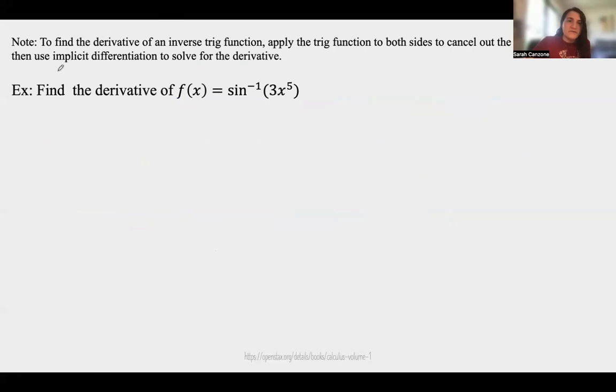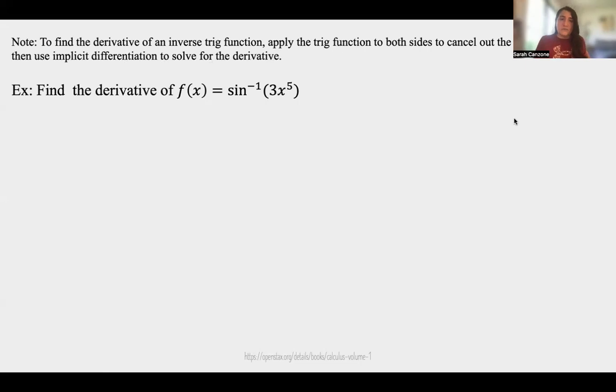So we see, note, to find the derivative of an inverse trig function, what we want to do is apply the trig function to both sides and cancel out the inverse trig function, then use implicit differentiation to solve for the derivative. So this is what I mean.